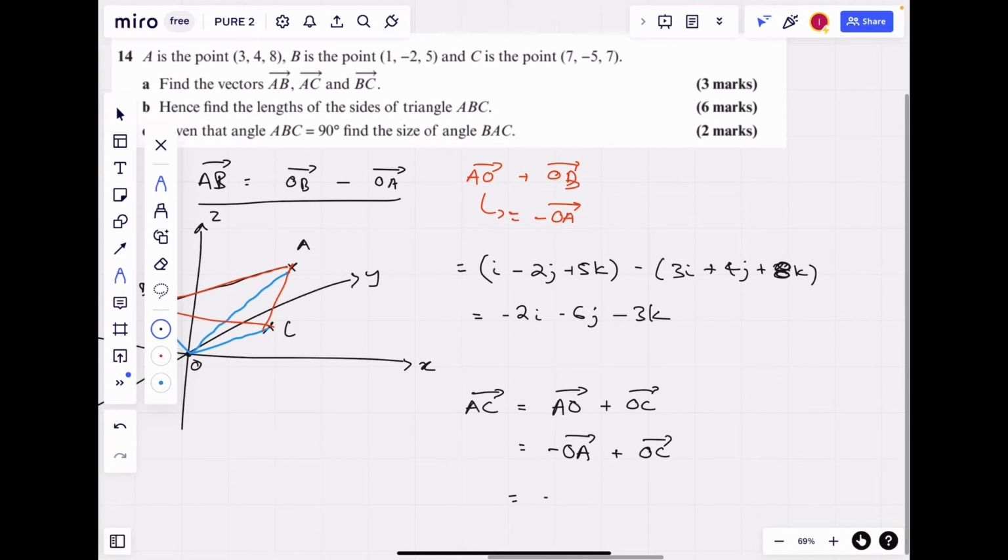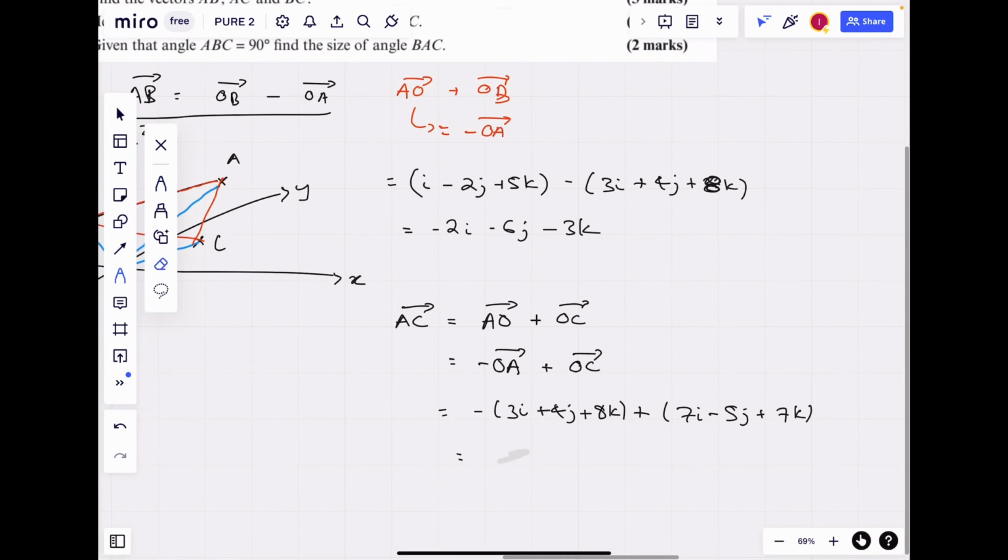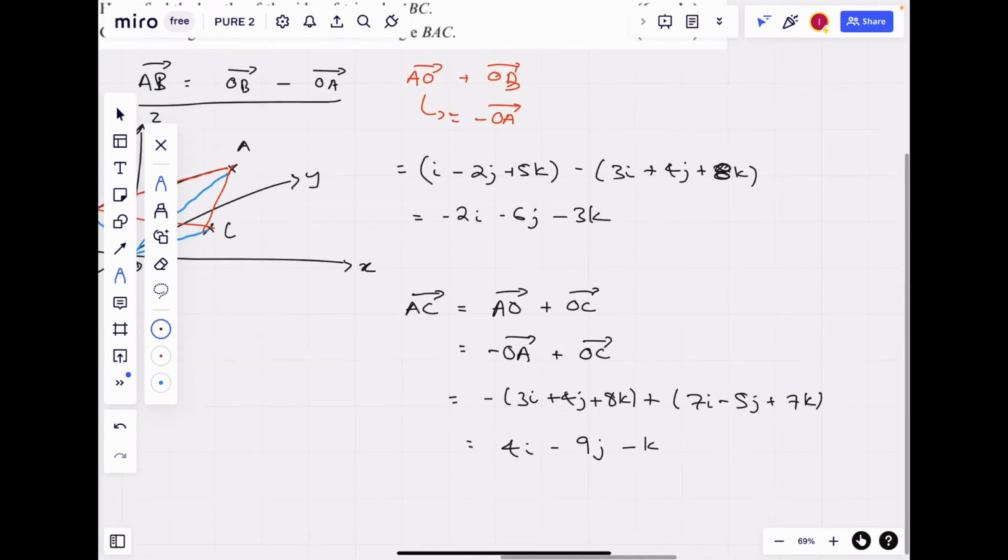So minus 3i plus 4j plus 8k plus 7i minus 5j plus 7k, which gives 4i minus 9j minus k. Cool. Now it's BC.